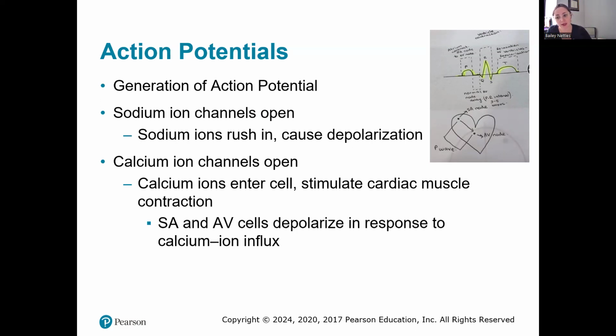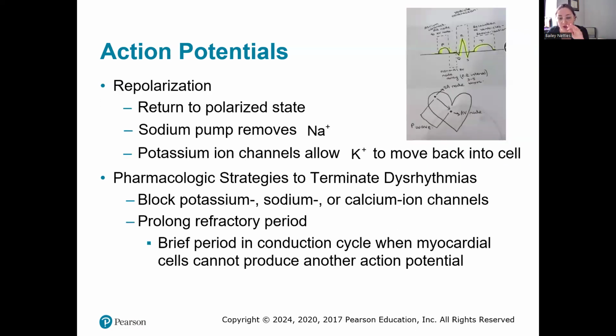All right. So now we enter repolarization, which is when everything goes back to baseline. This is when all the ions go back outside the cells. So the sodium and the calcium go out and the potassium comes in. So how do we treat dysrhythmias? We block one of those things, the sodium, potassium, or the calcium. Or we block the SA node, or we block the AV node. So either it works on the ions or it works on the nodes.